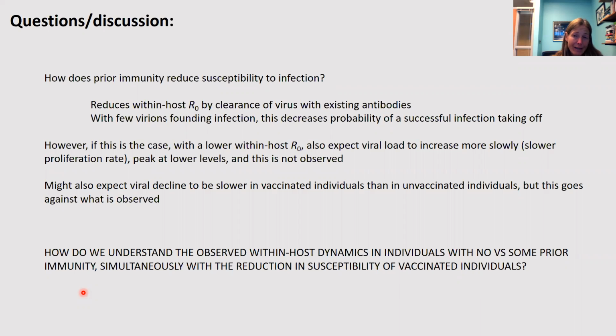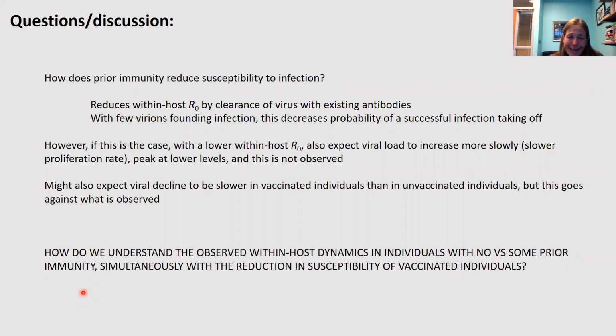So have a slower proliferation rate, right? And then shouldn't we expect it also to peak at lower levels rather than similar levels? So neither of those things are observed, right? And we might also expect viral decline to be slower in vaccinated individuals than in unvaccinated individuals, based on those very simple simulations. But this is again against what is observed.